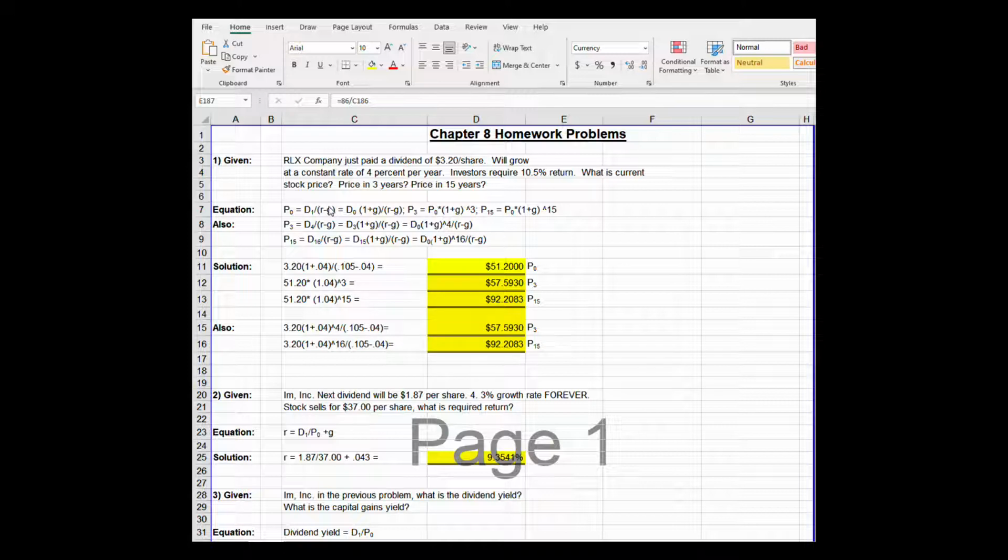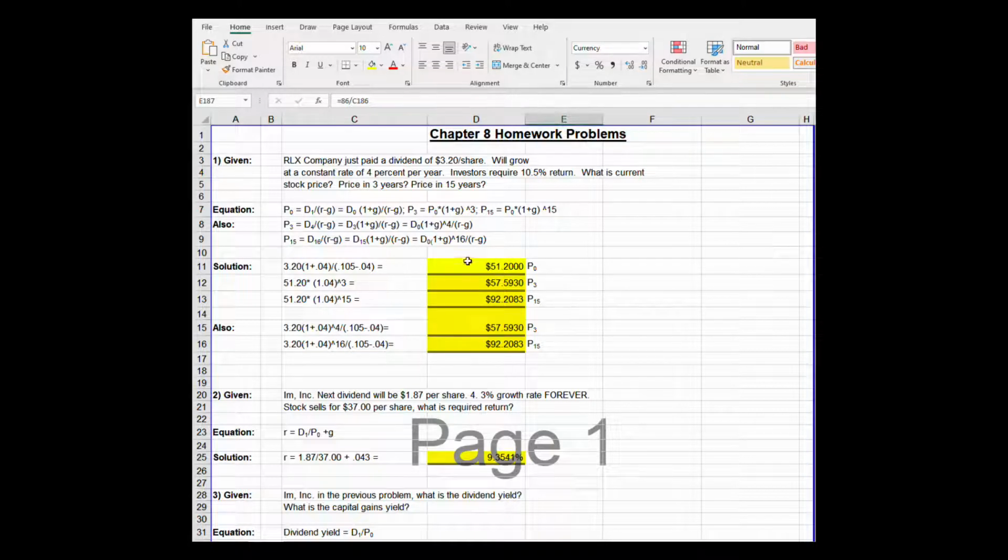So there are a couple ways to calculate this. P3 is equal to D4 over R minus G, similar to P0 being equal to D1 over R minus G. P3 is equal to the next dividend over R minus G, and that's equal to D3 times 1 plus G to get D4 over R minus G. Or I can take D0, today's dividend, times 1 plus G to the fourth to get to D4. Similarly, P15 equals D16 over R minus G.